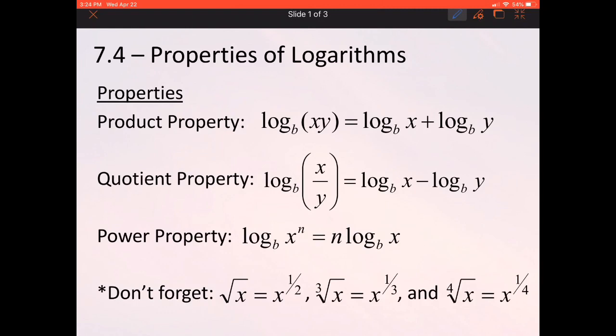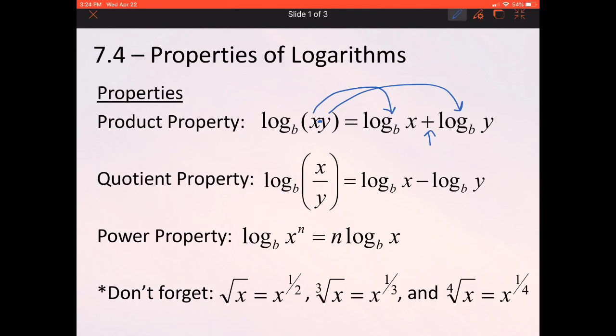So if you see this product property, log with some base of things being multiplied together, that's why x and y are next to each other. They're being multiplied. What we can do is expand it and separate it so that each one has its own log, and then we are adding them. So for the product property, if we have two things being multiplied together in a single log, we can expand it, and when we expand it, they get their own logs and we're adding them together.